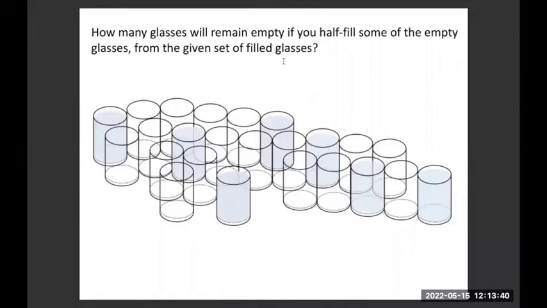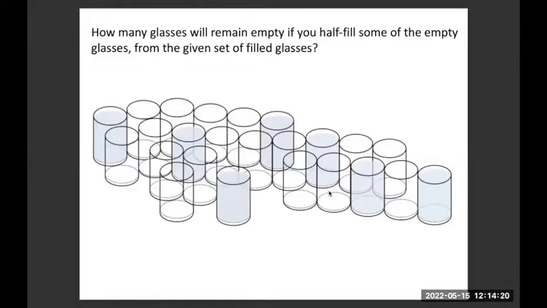So this is the first one, where you're given a 3D image of some glasses which are organized, of which some are empty and some glasses are full. What is suggested is, if the full glasses are half filled into certain empty glasses, how many glasses will remain empty in the given set? So it's a very simple question.